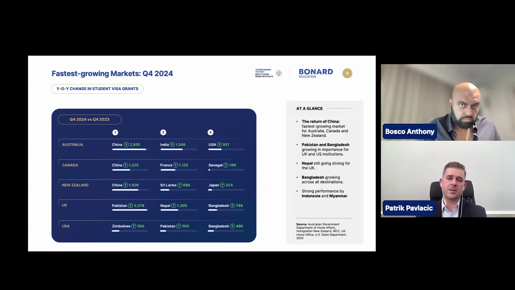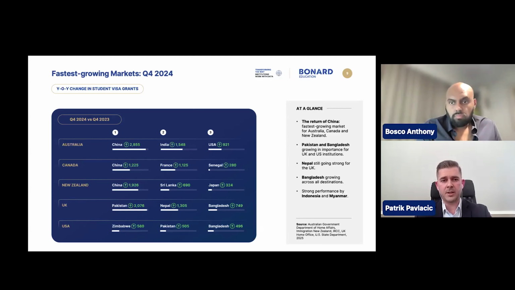Moving on to the latest quarter, which is Q4 2024, just to demonstrate that using visa data allows you to adjust on a quarterly basis. We've seen the return of China. China was the fastest growing market for Australia, Canada, and New Zealand in Q4. It's also been observed that Pakistan and Bangladesh continued to grow in importance for UK and US institutions. Interestingly, Nepal is still going strong for the UK. However, other destinations are losing market share.